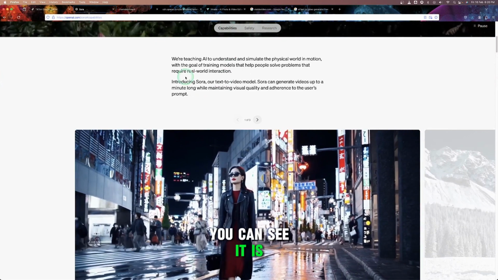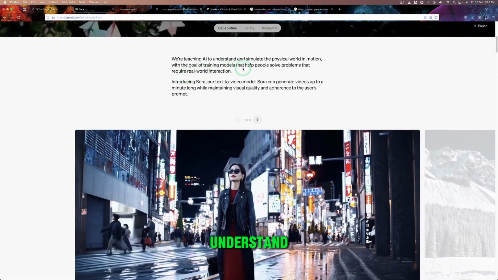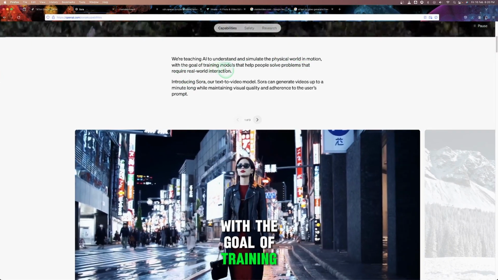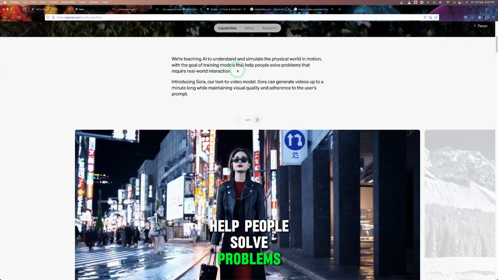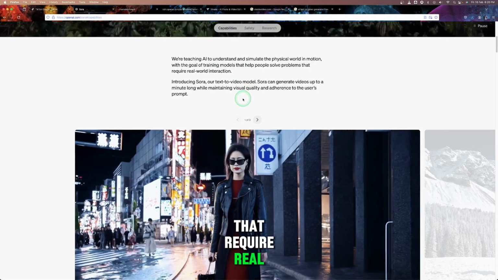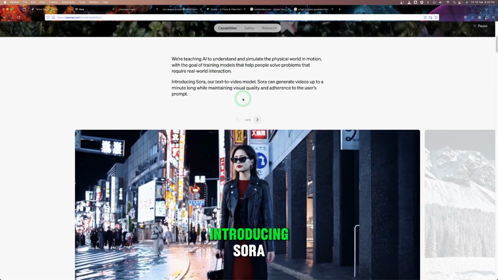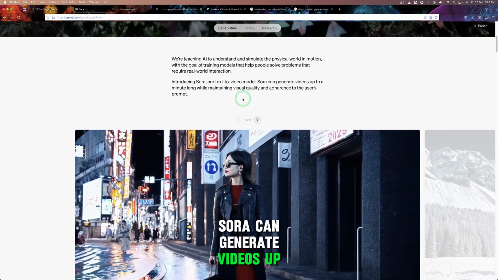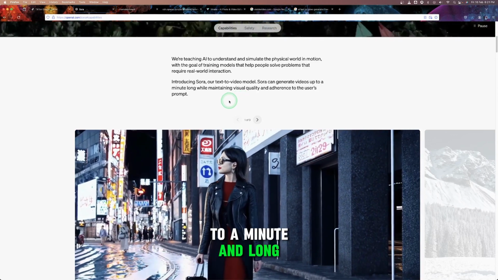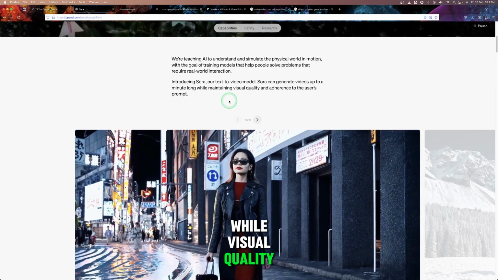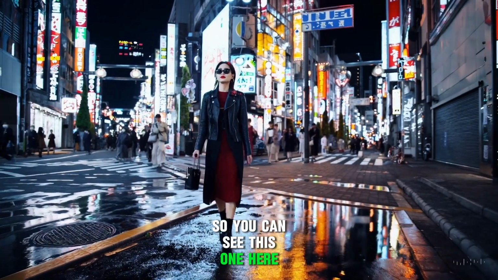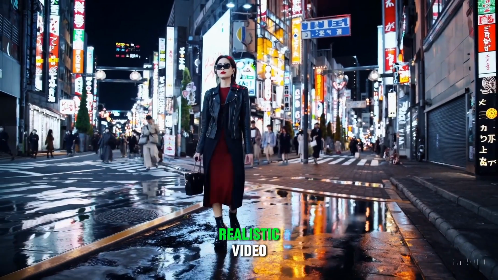You can see it says we are teaching AI to understand and simulate the physical world in motion, with the goal of training models that help people solve problems that require real-world interaction. Introducing Sora, our text-to-video model. Sora can generate videos up to a minute long while maintaining visual quality and adherence to the user's prompt. So you can see this one here.